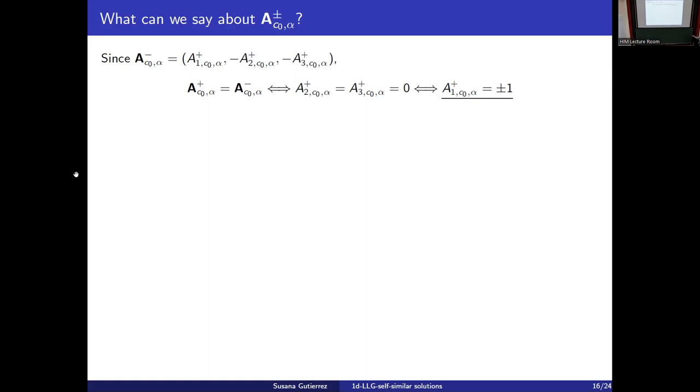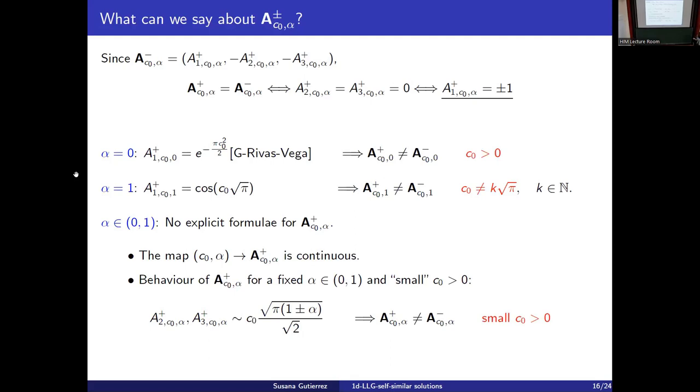Now, in the case when alpha is equal to zero, there is a magic relation that gives an explicit formula for the first component, in terms of the parameter, and it's given in this way. From that formula, we can see that this is never equal to plus or minus one, and therefore we always have a jump in that case. Again, when alpha equals 1, there is a special formula, but it's not relevant. In that case, the two vectors are different if the parameter is not zero.